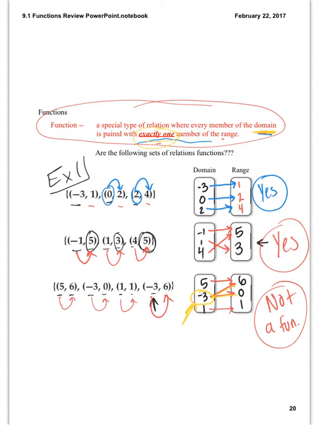So it's important to note that it is okay to have a member of the range, like this 5, have 2 different arrows coming to it. However, it is not a function if a member of the domain has 2 different arrows coming from it. So again, we're only focusing on the domain here. The domain is the only restriction. The domain is only paired with one member of the range.